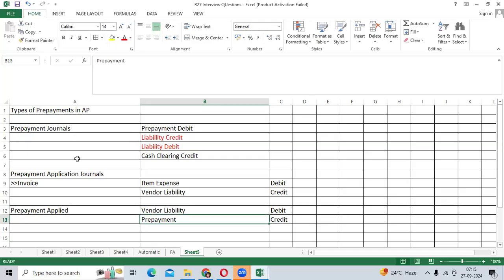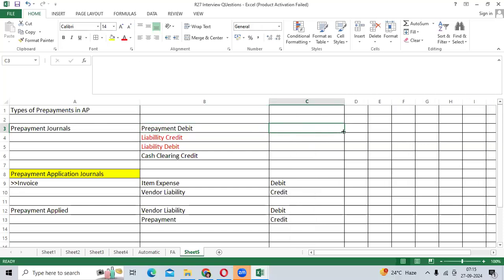Let me explain the prepayment application entries. First, we'll create a prepayment. Example, debit 10,000, credit 10,000.